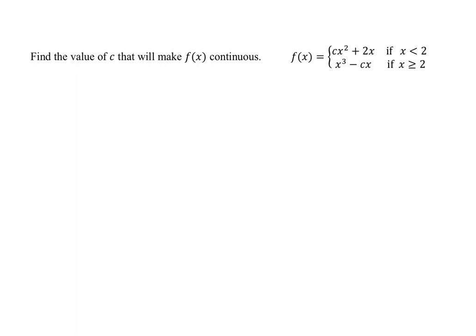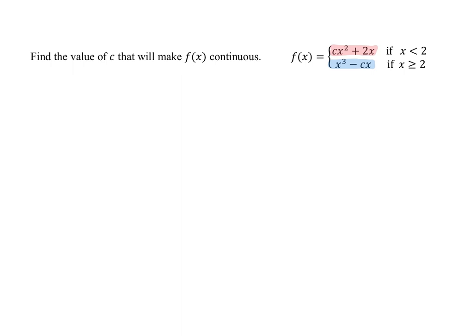We want to find the value of c that will make this function continuous. Let's first look at the individual pieces and see what we know. We know the first piece is quadratic, and quadratic functions are polynomials, and polynomials are definitely continuous functions over all real numbers. The second piece is a cubic, which is also a polynomial. So both pieces, the top and the bottom piece, are individually going to be continuous over all reals.